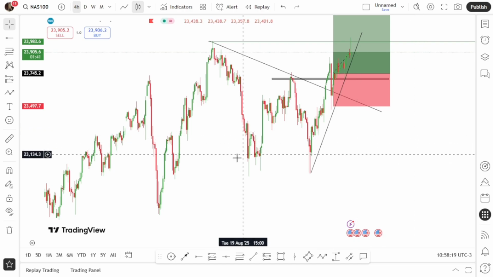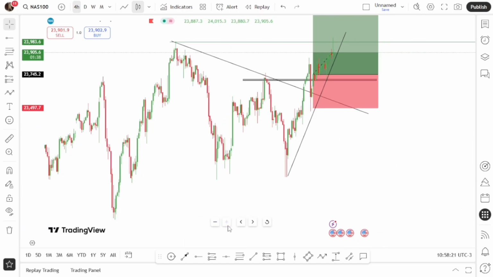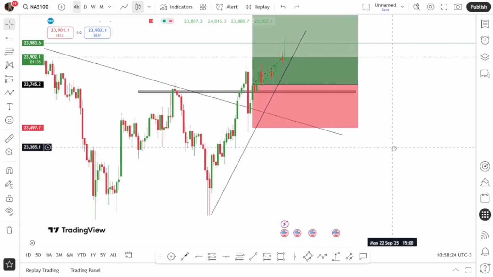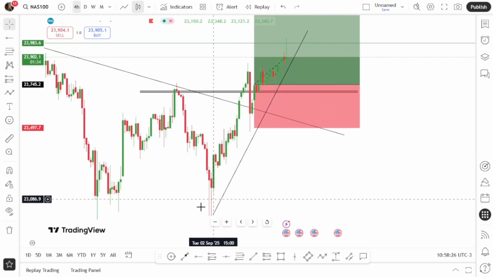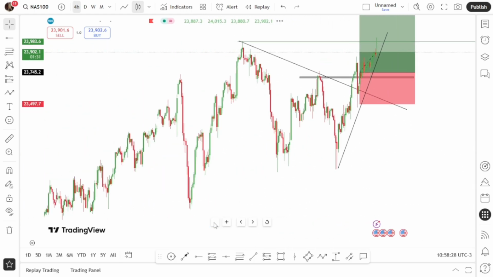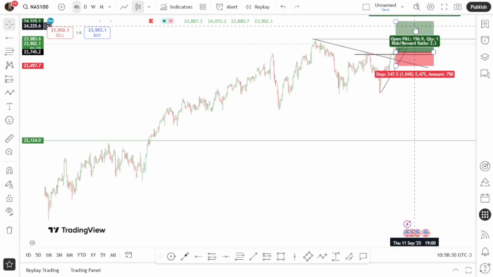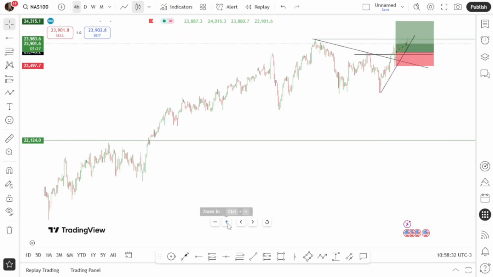So that is it for NAS100, guys. I told you guys that I was going to be buying NAS100. Let's see how it plays out, because NAS100 has gone first TP. Let's see how it will make its way to the second TP, guys. And then the next trade I have for you guys is BTC.